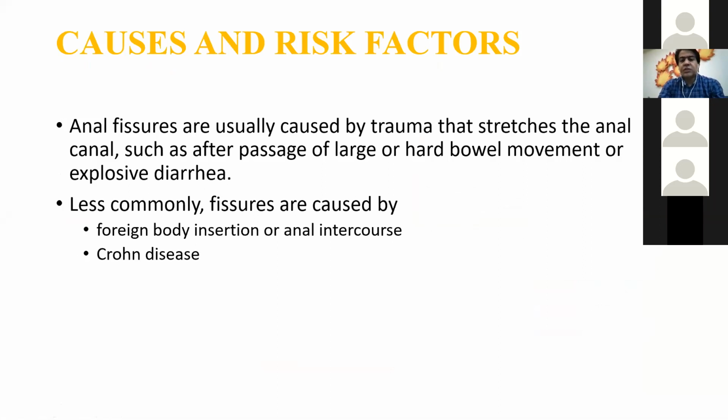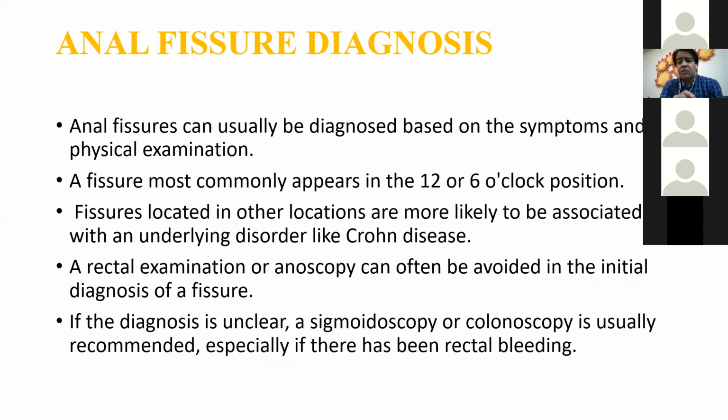Usually anal fissure is caused by trauma, by passage of large, hard bowel or explosive diarrhea. There are less common causes of the anal fissure like foreign body insertion in psychiatric patients or anal intercourse. Rarely anal fissure can be caused by Crohn's disease as well. The diagnosis of anal fissure is almost always based on the history and the physical examination. On history, as I told you, these patients come to you with painful bleeding and a severely painful condition. And on examination, you can find it at 6 o'clock or 12 o'clock.